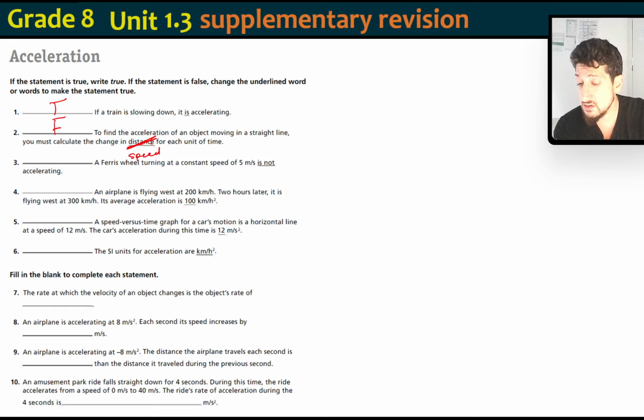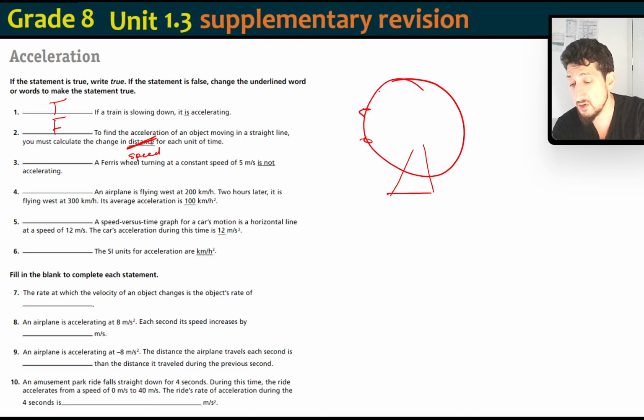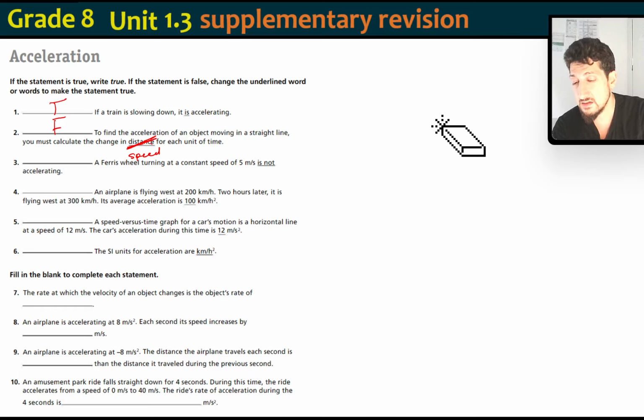Next, a Ferris wheel, which is this here. Remember the Ferris wheel is this big thing and people go on it at theme parks and they look at the whole city. It's in Winter Wonderland, it's in many places. A Ferris wheel turning at a constant speed of 5 meters per second is not accelerating. Well, it is accelerating. That's actually false. It is accelerating. Why? It's not speeding up, it's not slowing down. It's because it's changing directions.